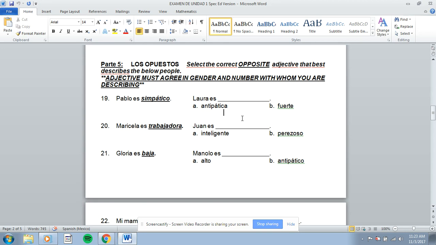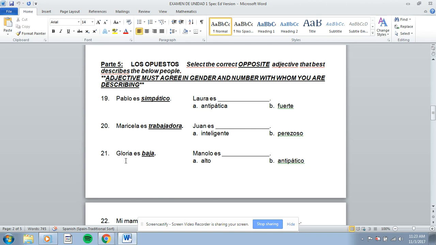Número 20, number 20, Marisela es trabajadora. Marisela is hardworking. Juan es blank. So Juan is the opposite of hardworking, which would be lazy. So you have to pick inteligente or perezoso, whichever one is lazy.